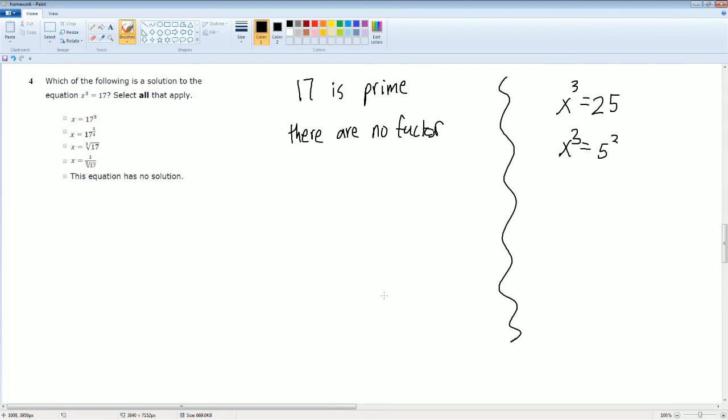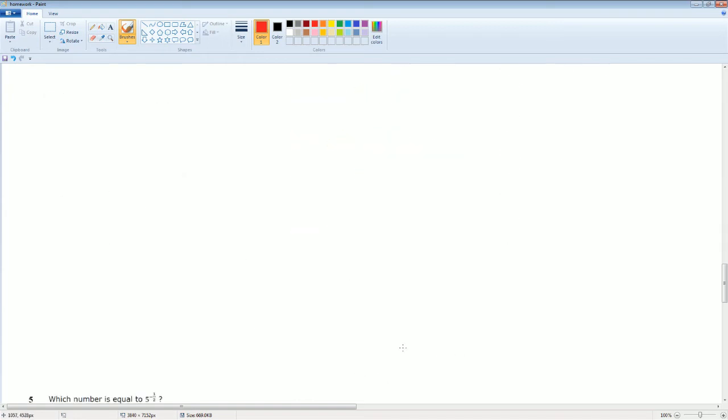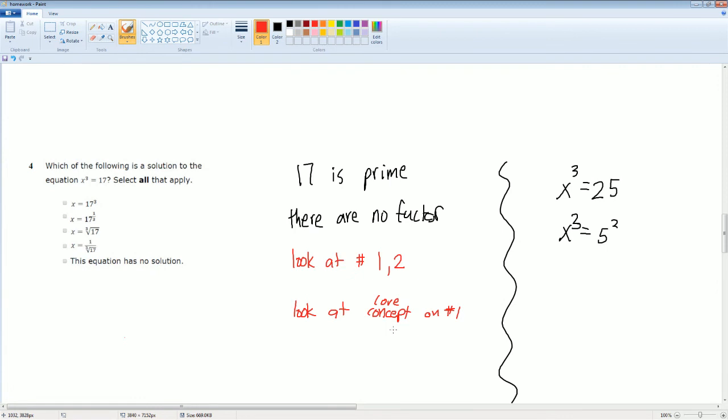Okay, but again, here you want to look at numbers 1 and 2 to do number 4. Okay, all right, and you want to look at the core concept on number 1. Okay, gives you all the different properties there. All right, that's your hint for number 4, but it's very straightforward.